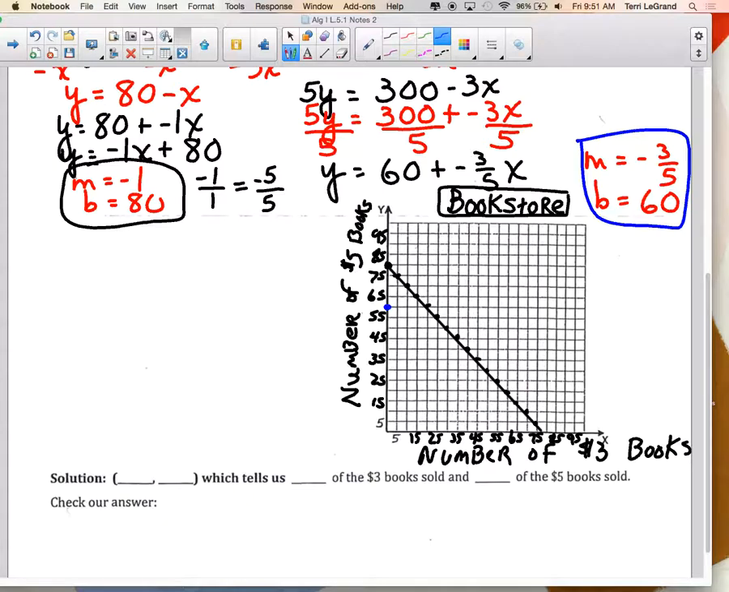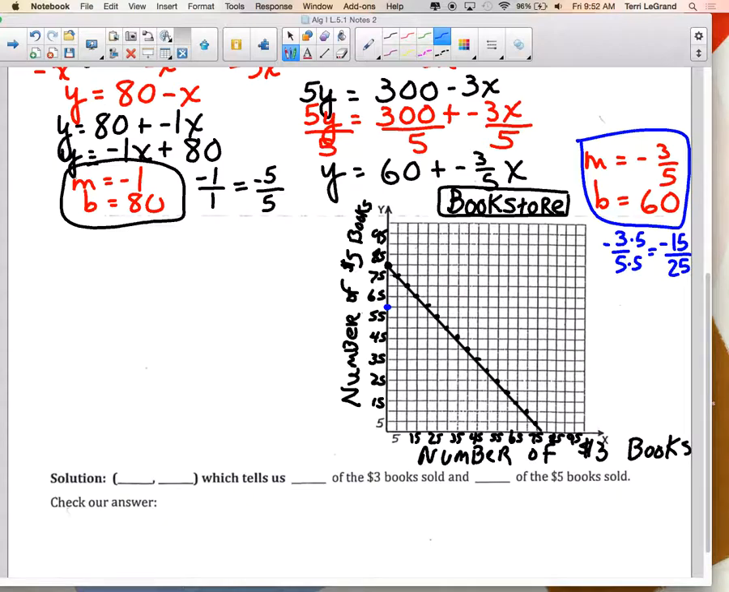Yes, somebody just said no. No? What would be nice to have those both be? Multiples of 5, right? So what could we rename -3/5 as? We could take both of those times 5, and we have -15/25 instead.